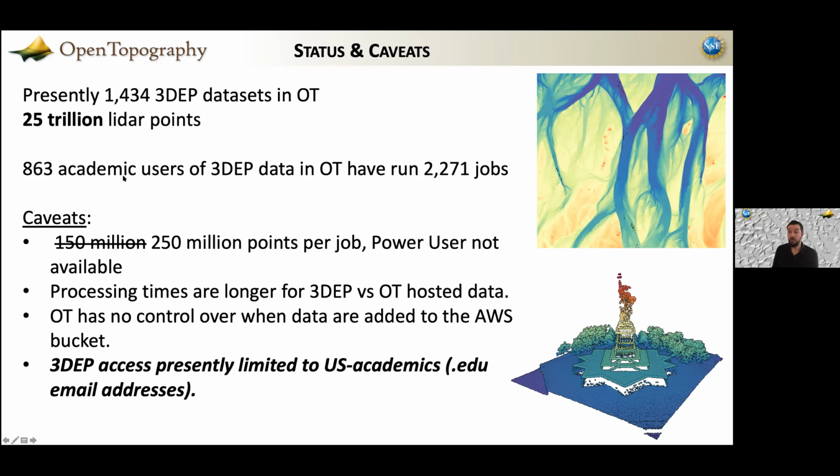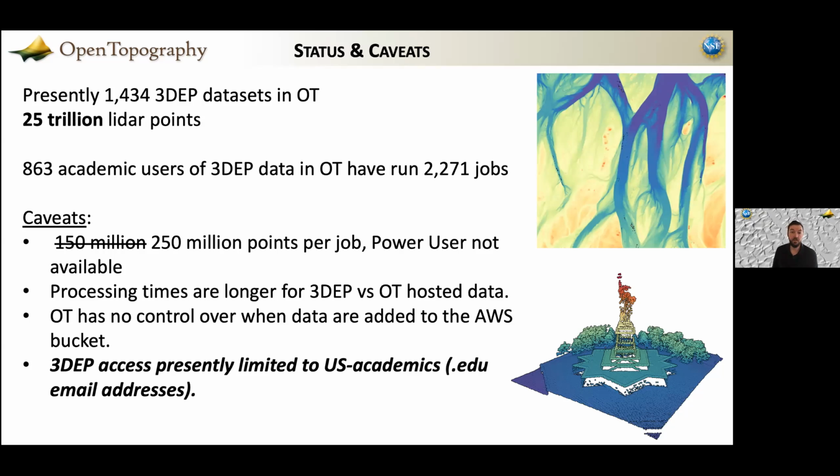Right now, we have this academic user restriction. Basically, to get the data, you have to have a .edu account, which would be a US academic account. There are 863 of you who have unlocked this functionality. Basically, you've clicked the button that says allow me to process 3DEP data, and there have been 2,271 jobs run. Some caveats about this: this is still an early phase project, and we're considering this a pilot. Just the other day, we increased processing limits to 250 million points per job. It was previously set at 150 million points per job. So we're just testing the waters to see how this scales and performs.